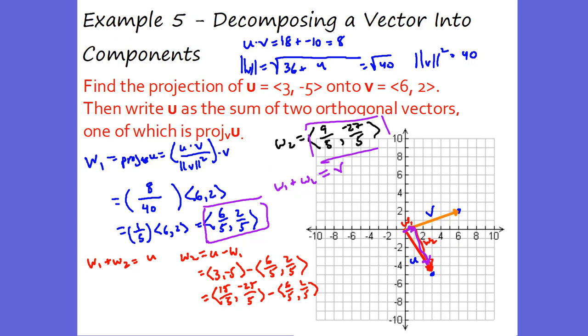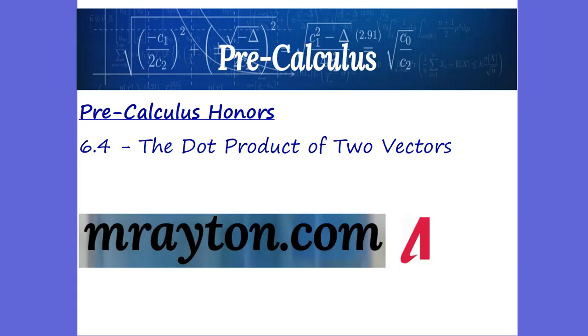And so that is ultimately all of additional topics in trigonometry. That's the dot product of two vectors. Chapter 6.4, we are done with trigonometry.